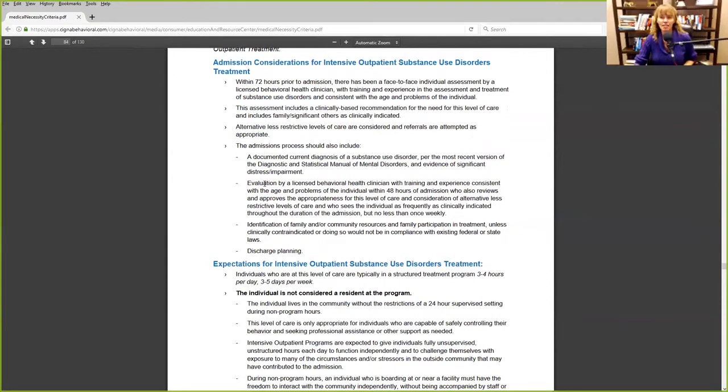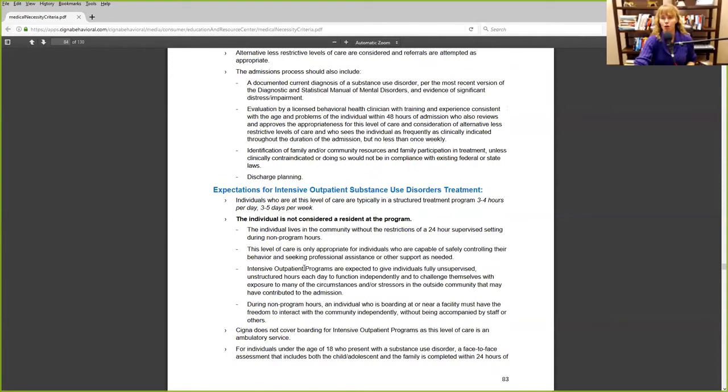The admissions process should include a documented current diagnosis, and an evaluation by a licensed behavioral health clinician with training and experience consistent with the age and problems of the individual within 48 hours of admission. So if somebody is brought into your program and they've been screened by somebody who is not a licensed behavioral health care provider, then to prevent paybacks, it's important that you get somebody who's licensed to review it. So that's one thing that you just want to be aware of.